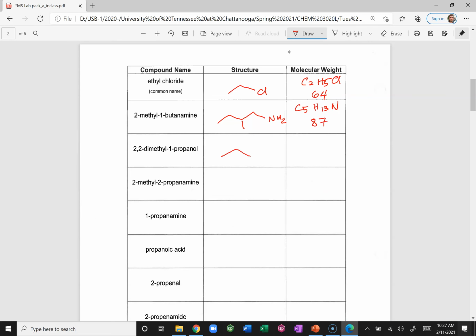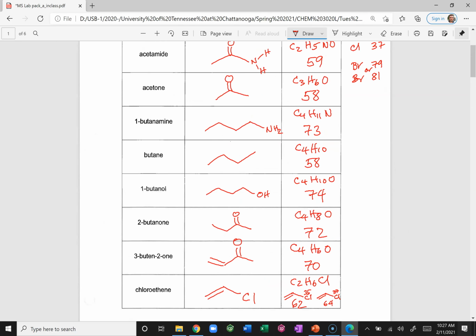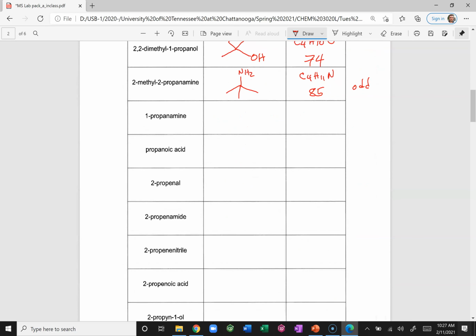2,2-dimethyl-1-propanol is like this. This is a cool molecule. All these molecules are in your packets. I think all of them. And this one, 2-methyl-2-propanamine, is that. This is C4H11N. That's an 85. That's another odd. We find another odd here. That tells you immediately that you're dealing with a nitrogen.